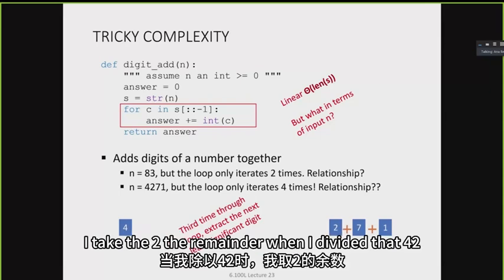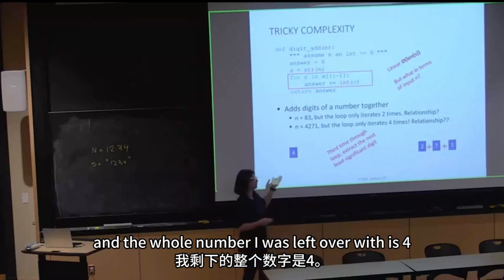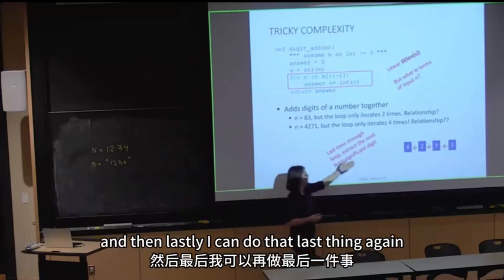One more time, I take the 2, the remainder when I divided that 42 by 10, is 2, and the whole number I was left over with is 4. And then lastly, I can do that last thing again.